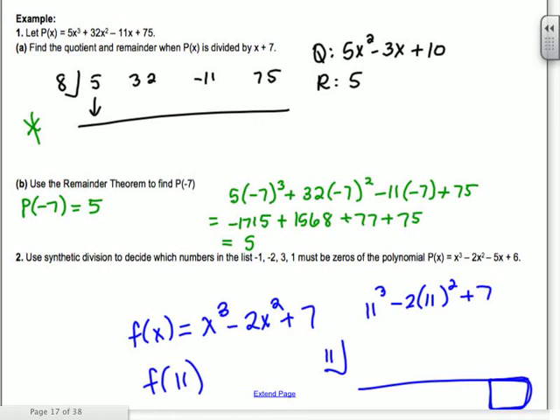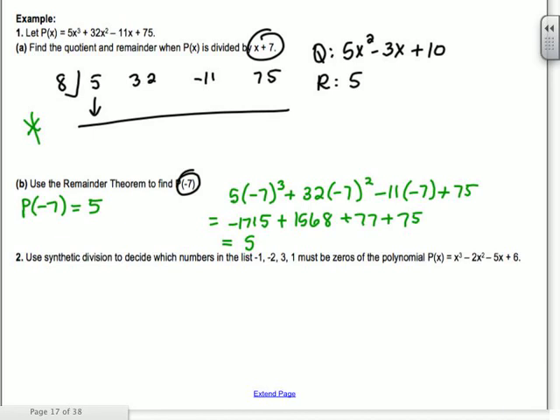No, I'm saying for b, like if you said p of 8. For b. But those have to do with each other. So the reason we're trying -7 is because we had x plus 7 there. Oh, okay. All right.